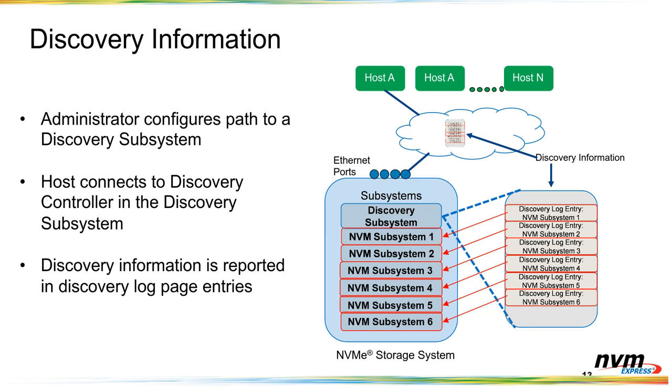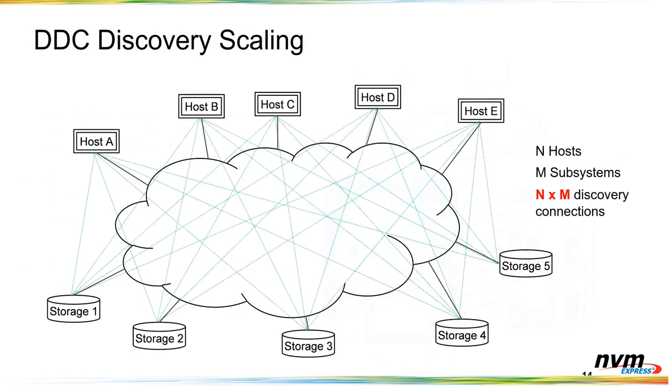There are a couple other things that can go in here we won't go into with the time we have today, but that's the key thing. It reports log pages that contain pointers to the subsystems that a host can access. And here's a graphical presentation for connecting directly to direct discovery controllers. Scaling can become a problem if you've got N hosts and you've got M subsystems. You've got N times M discovery connections, and this grows as your configuration gets larger.